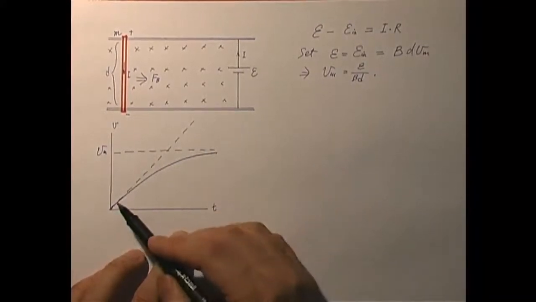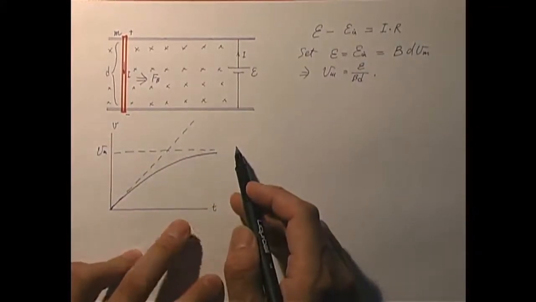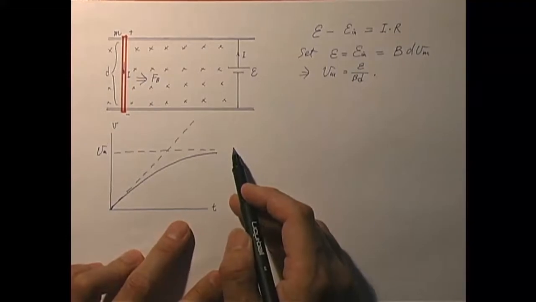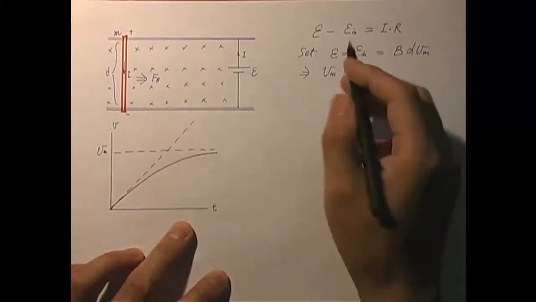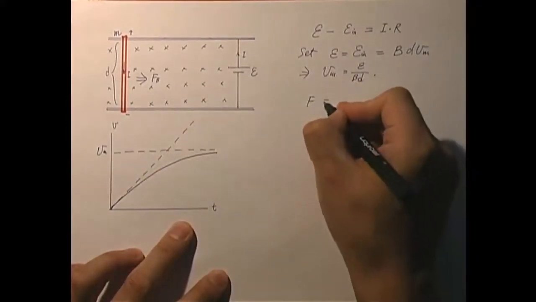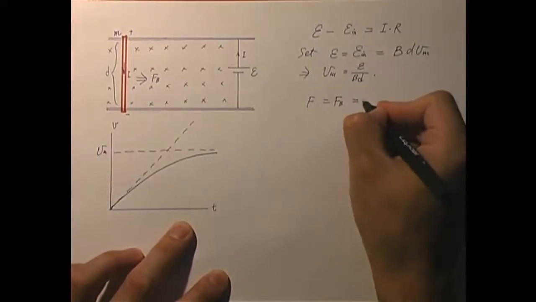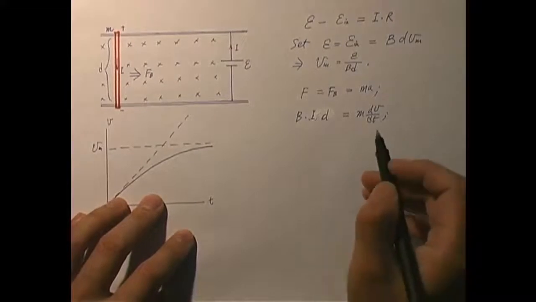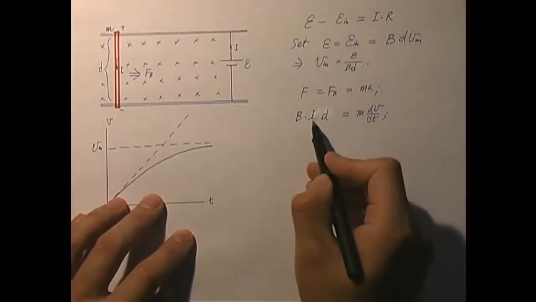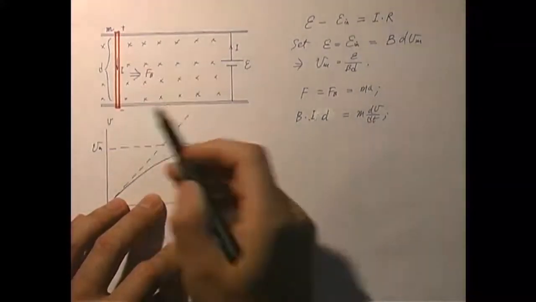Alright, but how does one find the entire curve? Well, to do so, we must solve the equation of motion. The equation of motion is F equals ma. There's only one force on it, the magnetic force. Okay, so F equals Fb, and that equals ma. And the magnetic force is B times I times D, the length of the bar.